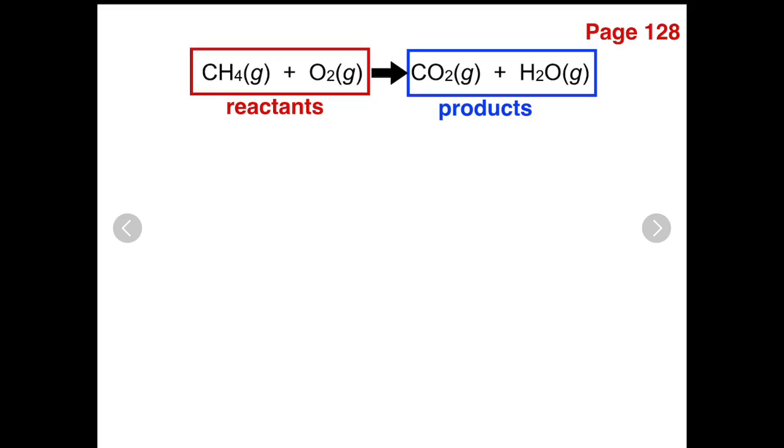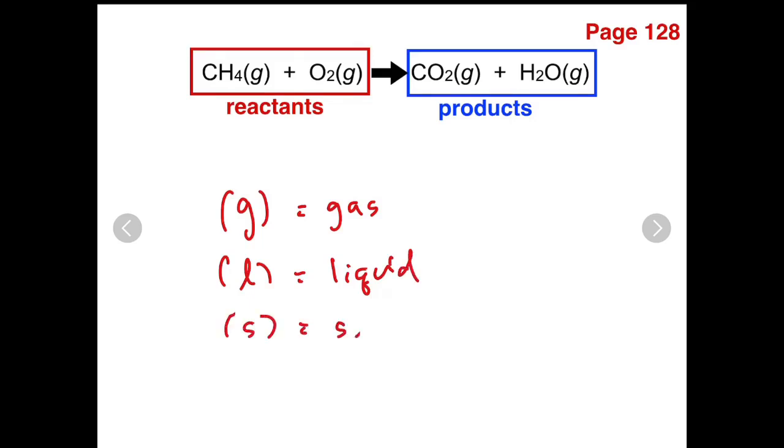You also need to include the physical state of each of those molecules, because if you are going to conduct the experiment, we need to know what type of chemical compound we need to obtain, whether it's solid, liquid, or gas. In parentheses, G represents the gaseous state, L would be liquid, and S would be solid.